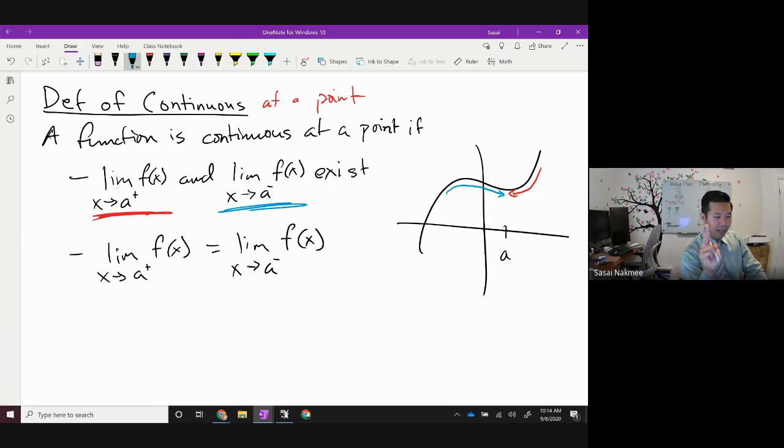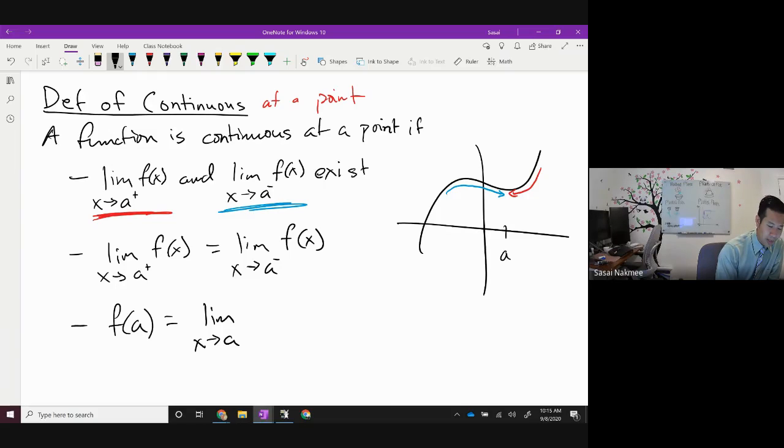Second condition is that the limit from the left-hand side and the limit from the right-hand side both approach the same number, meaning they both equal each other. So the left-hand limit, this blue one, is equal to the right-hand limit, this red one. They both approach the same point. And if that's the case, that's the second condition met. The last condition is the function itself evaluated at a. The function itself evaluated at a needs to equal the limit as x approaches a of the said function.